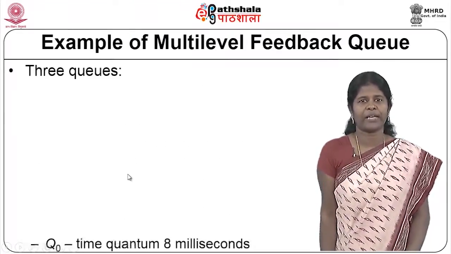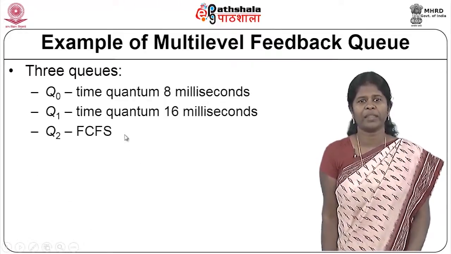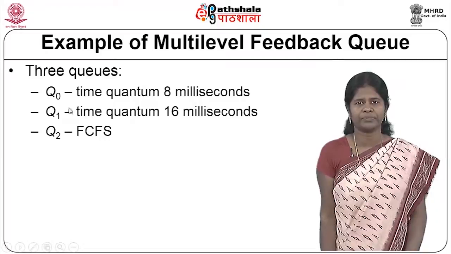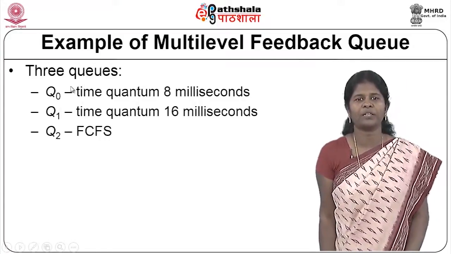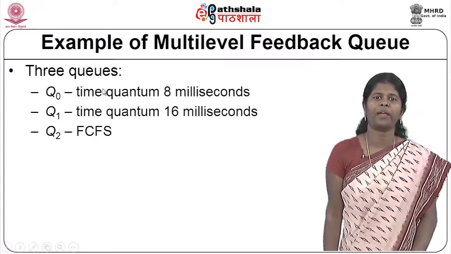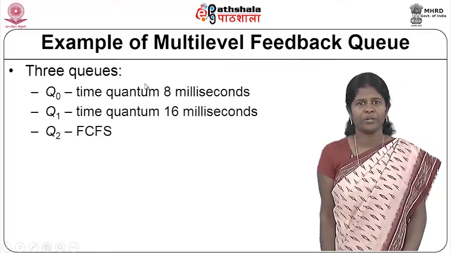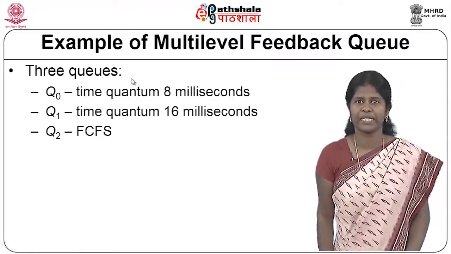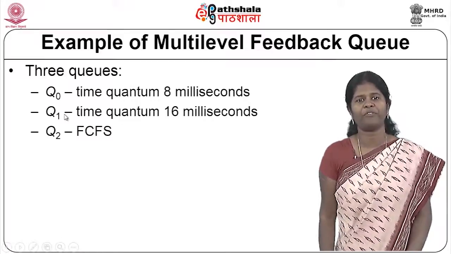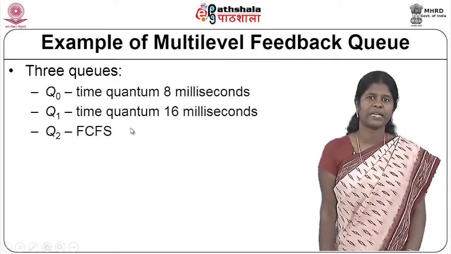So, look at an example of multi-level feedback queue scheduling. Here you see that there are 3 queues, Q0, Q1 and Q2, and Q0 is a queue where a time quantum of 8 milliseconds is defined. You use a round robin scheduling algorithm where a time slice of 8 milliseconds is defined, and then you have the next queue, Q1, where a time quantum of 16 milliseconds is defined.